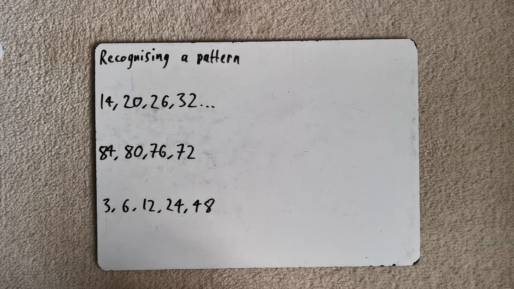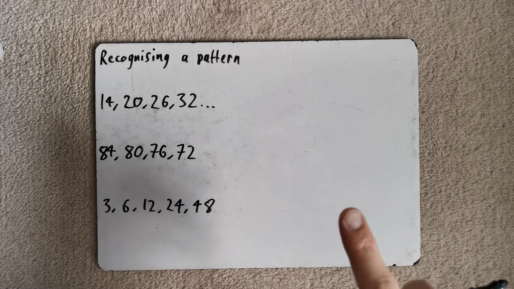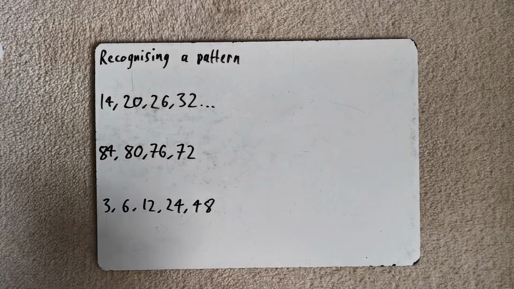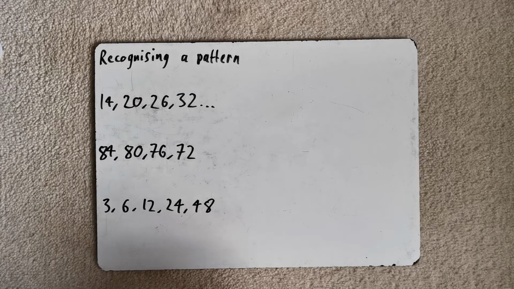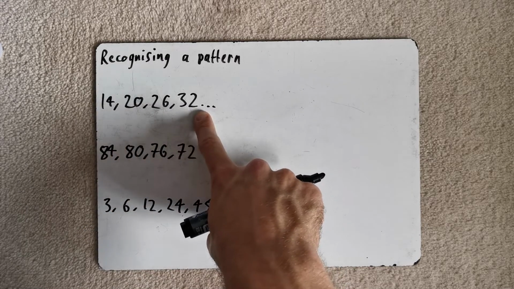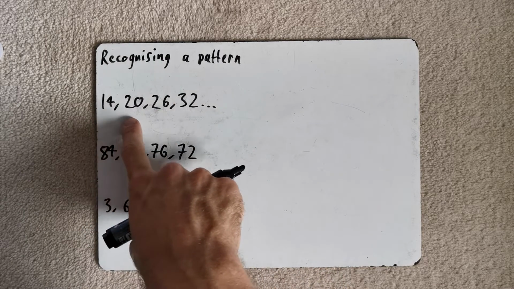Okay, so starting a new topic today on sequences. First of all, we're going to have a look at recognising how things go up in patterns. You've probably done this before in primary school, so it might be a bit of a recap for a few of you. So have a look at this sequence here. What happens with this sequence? What pattern is there?